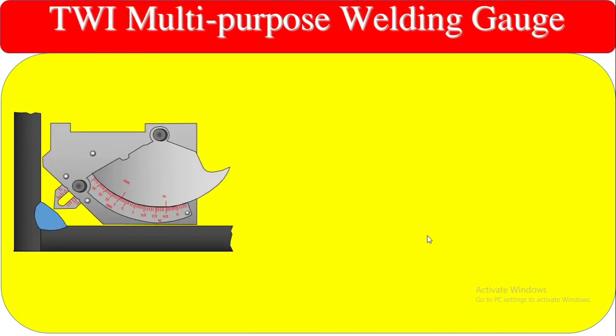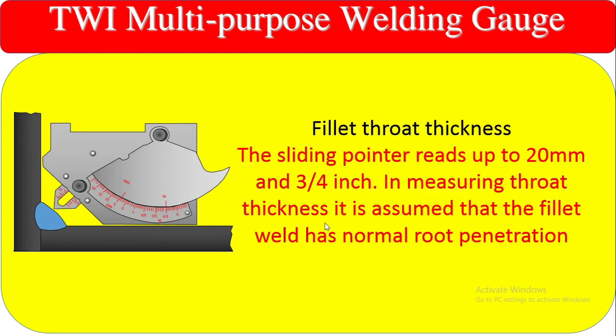Now you can check the fillet weld throat thickness. These two things are very important for the fillet weld: the leg length and the throat thickness. So for the fillet weld throat thickness, how much can this scale measure? It can measure 20 mm, which means 3/4 inch. In measuring throat thickness, it is assumed that the fillet weld has normal root penetration. So you can see the normal root penetration is there, so you can understand that the root penetration is normal.